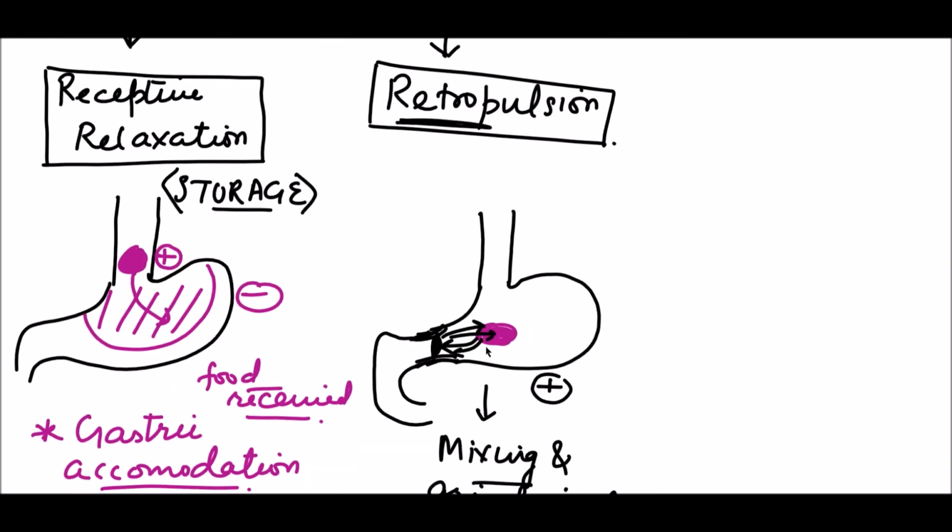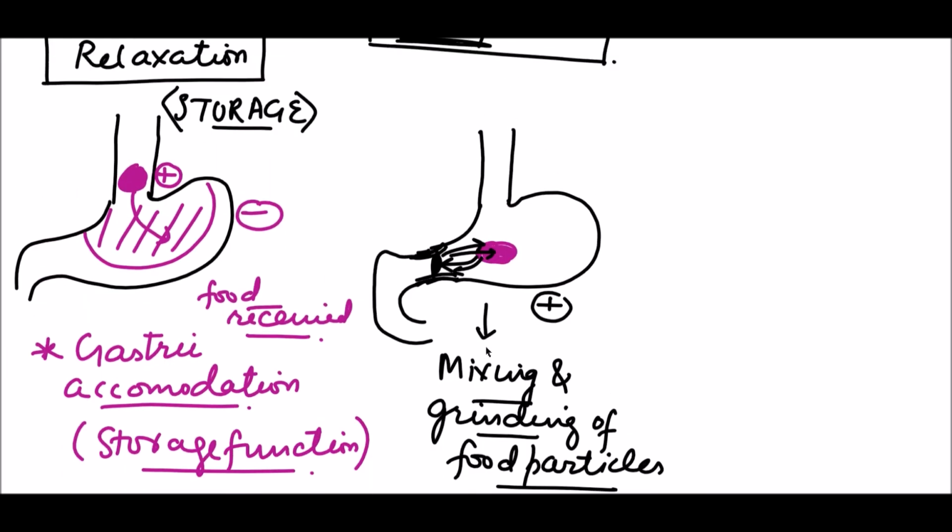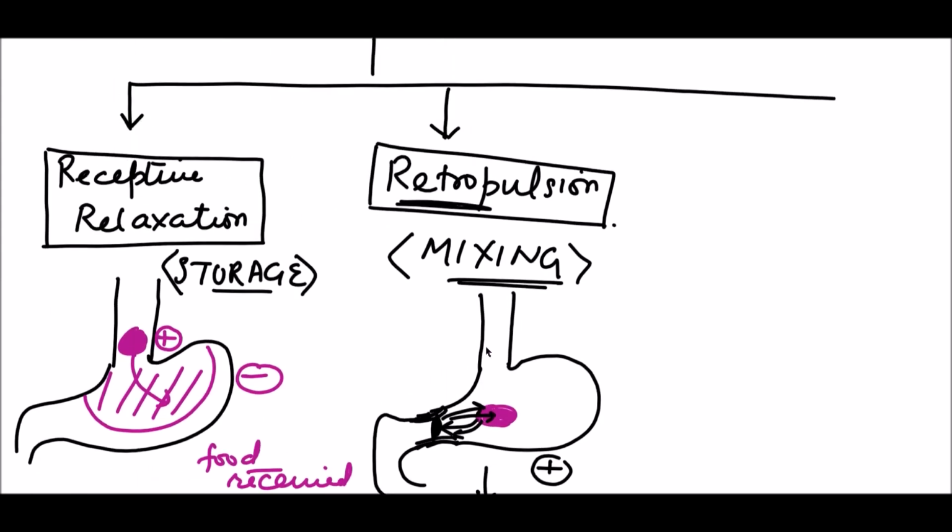Now this retropulsion, why retro? Because food, after hitting the pylorus, goes in a backward direction. So we use the word retro, and this is responsible for the mixing function of the stomach, which is the second important function of the stomach, mixing of food.